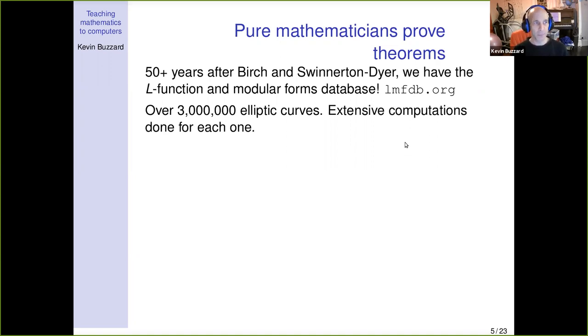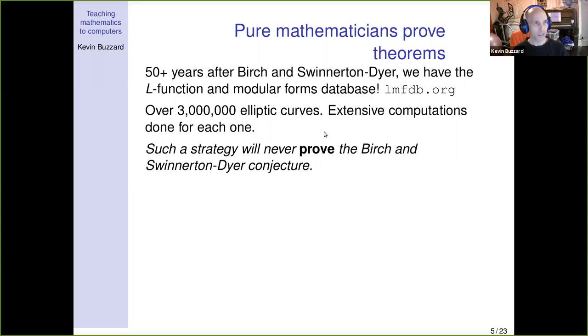But there's a big problem with going on this way. Pure mathematicians now working on the Birch and Swinnerton-Dyer conjecture are not going to be looking at this database, because creating a database like this is never going to prove that theorem, right? The Birch and Swinnerton-Dyer conjecture is a conjecture about all cubic equations in two variables. So it's a conjecture about infinitely many elliptic curves. And even if we've checked it for millions of elliptic curves, just computing more and more and more is not going to prove the Birch and Swinnerton-Dyer conjecture.